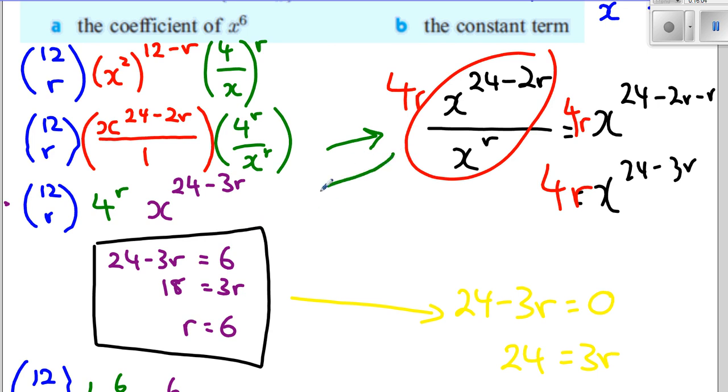So if you want, I'll leave that in there because this is the first time you've seen it, so it's kind of hard to see how that suddenly became that.